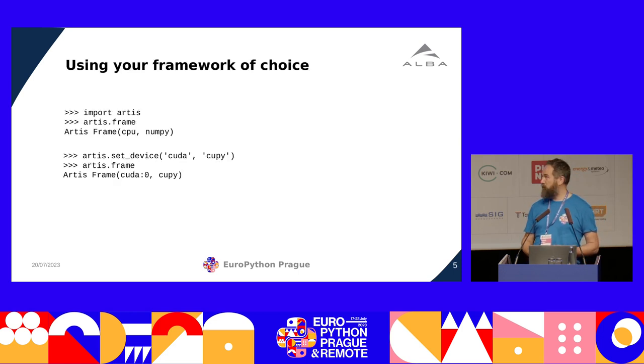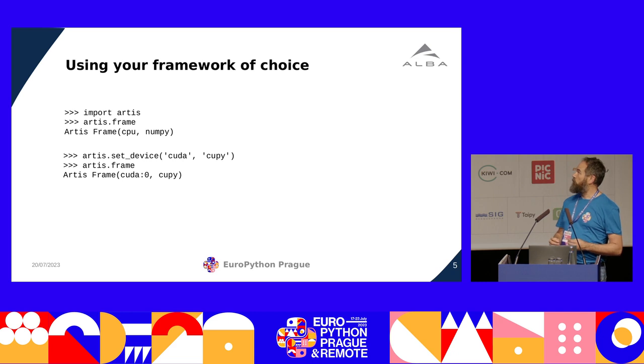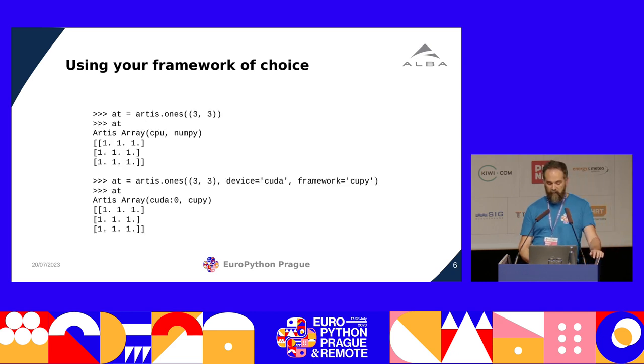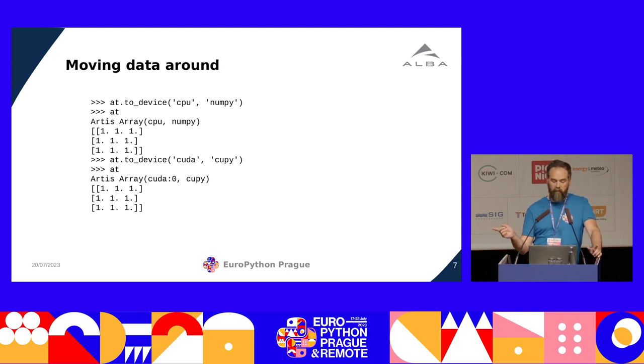So I am not brave enough to do a live demo, but the idea is that you can import Artis and create a frame. You can choose your frame of choice between NumPy, CuPy. You can create the arrays in any of NumPy, CuPy, PyTorch. You can move them around from CPU to GPU.